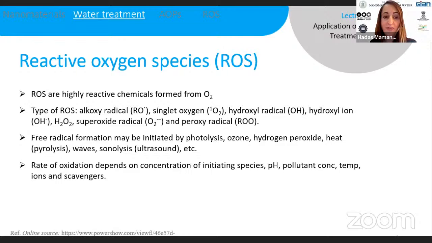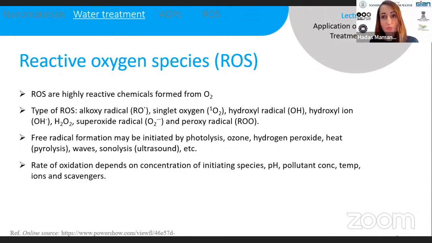And again, the rate of the oxidation depends on the concentration of the initiating species, the pH, the pollutant concentration, the temperature, ions, and scavengers. So in the water, we have many types of scavengers. The scavengers could be, for example, carbonates. So we have carbonates in the water. The carbonates can scavenge hydroxyl radicals, as can natural organic matter and chloride. So we have many types of scavengers in the water that could actually scavenge the hydroxyl radicals.